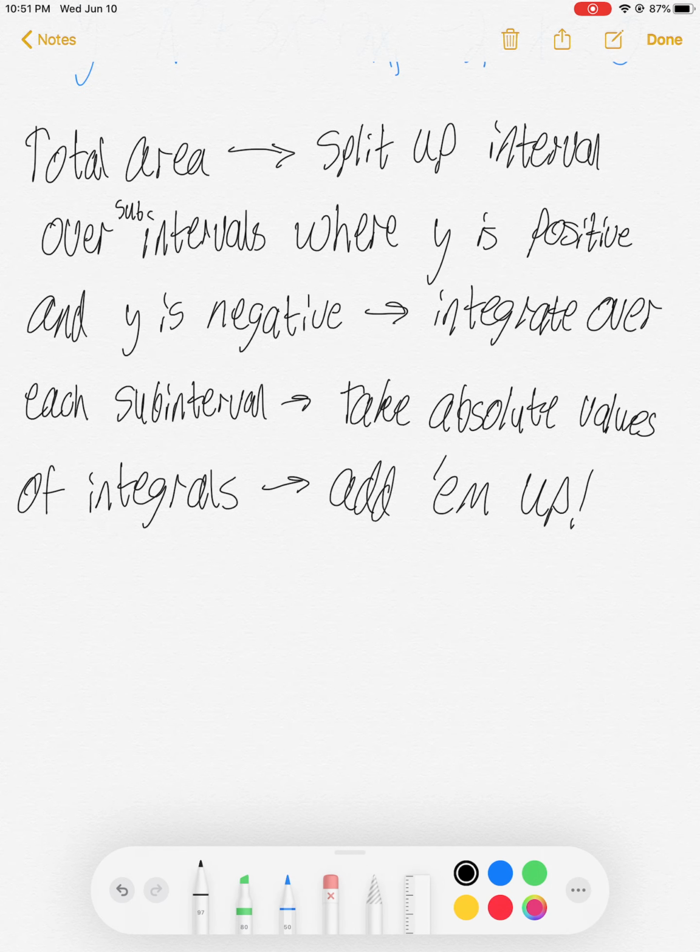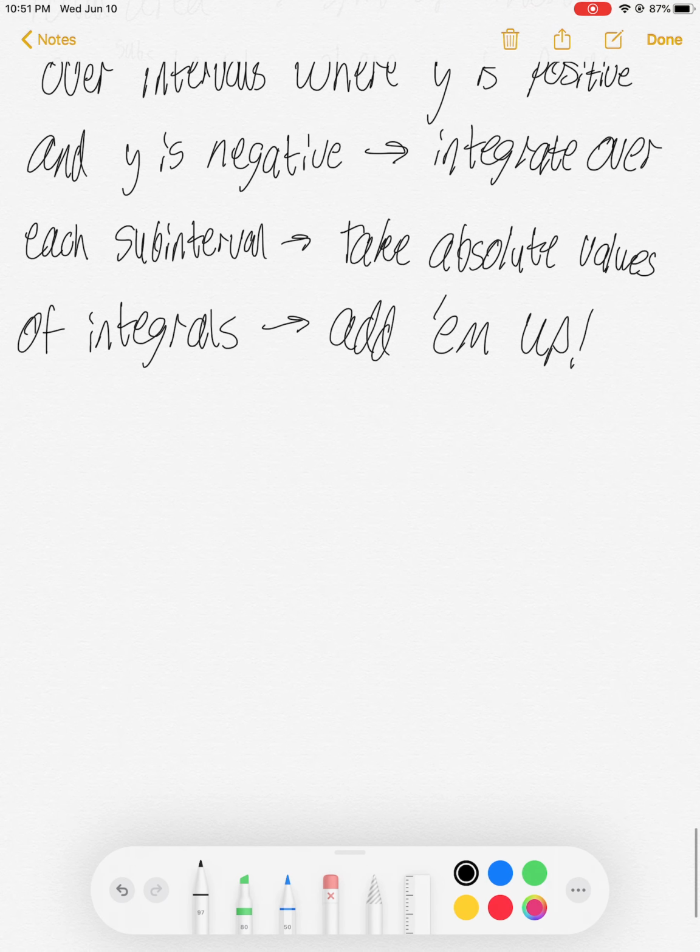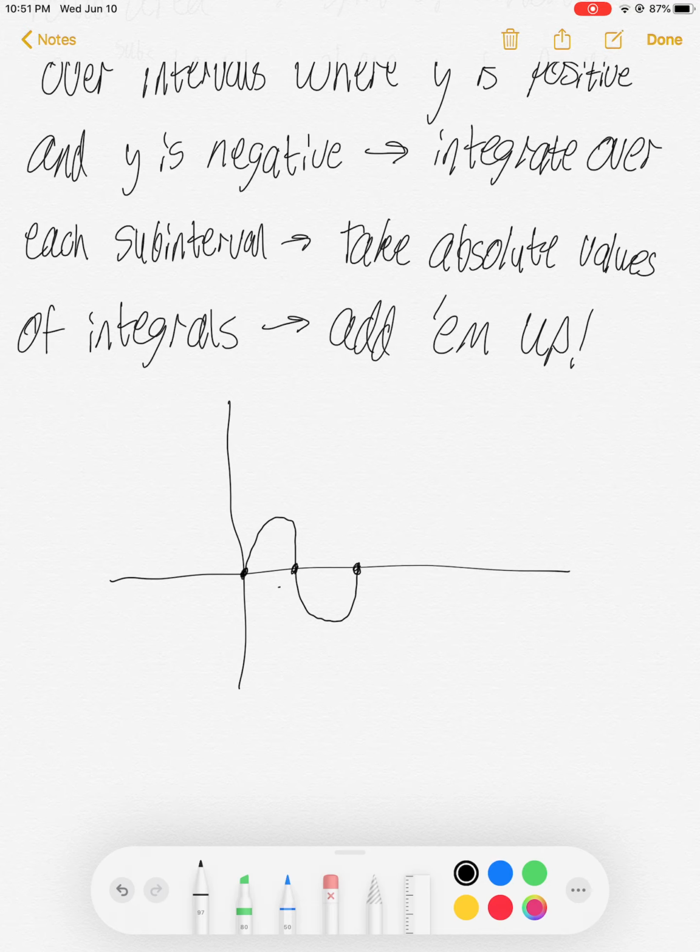Take the absolute values of these smaller integrals, absolute values of integrals, and then add them all up.